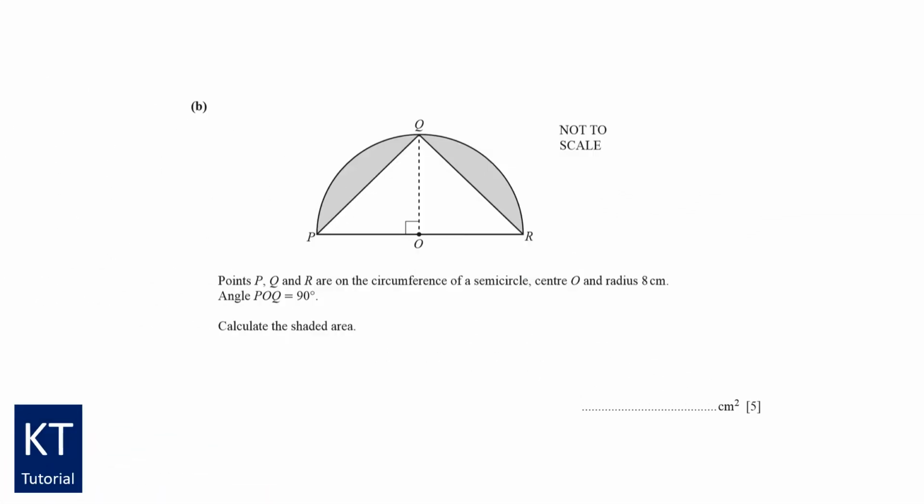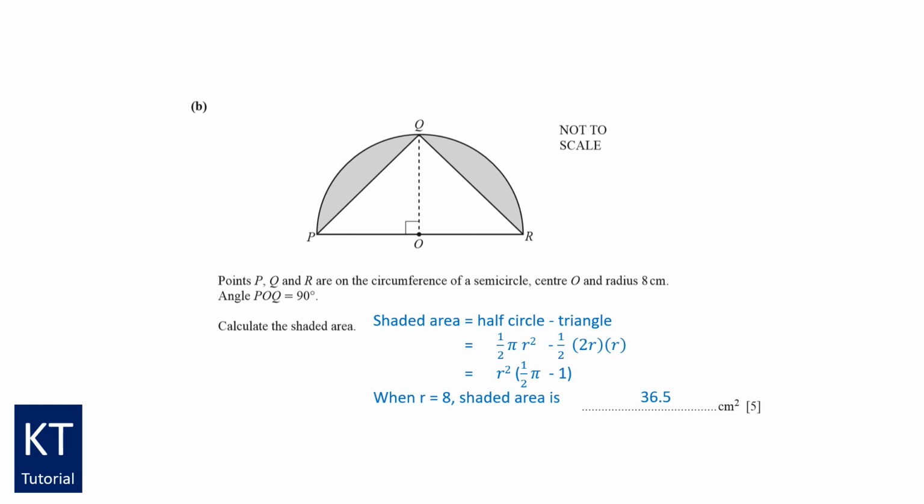Question 5b. Points P, Q, and R are on the circumference of a semicircle with center O and radius 8 cm. Angle POQ is 90 degrees. Calculate the shaded area. The shaded area can be calculated by subtracting the area of the triangle from the area of the half circle. By doing the maths, we should be able to arrive at this area being 36.5 cm squared.